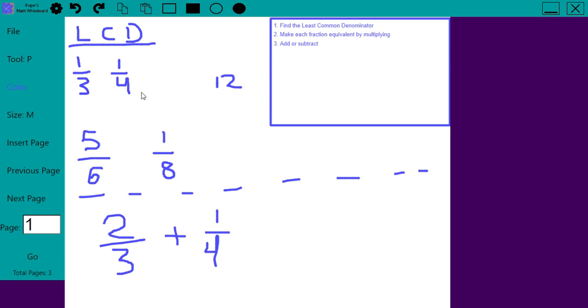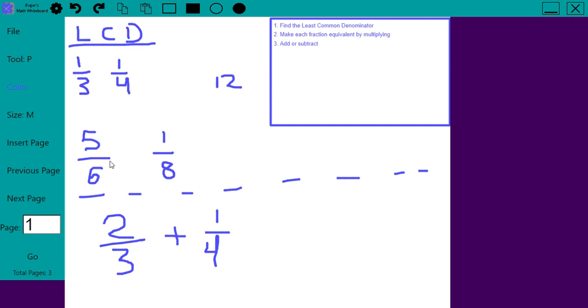Okay, and now I'll just run through the multiples for each number. So 3 times 1 is 3, 3 times 2 is 6, 3 times 3 is 9, 3 times 4 is 12. Then I'll go to 4: 4 times 1 is 4, 4 times 2 is 8, 4 times 3 is 12. And then right off the bat, I know that 12 is the smallest number that both these numbers divide evenly into. So my LCD for this one is 12.